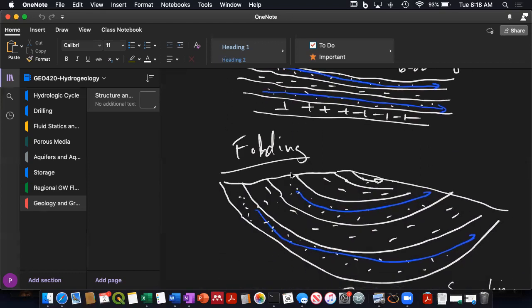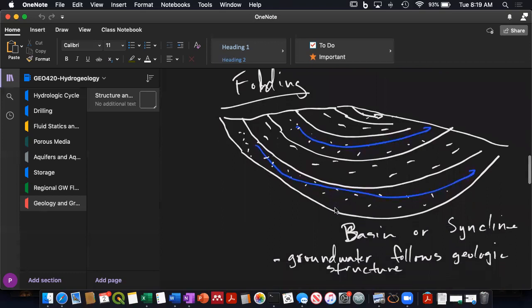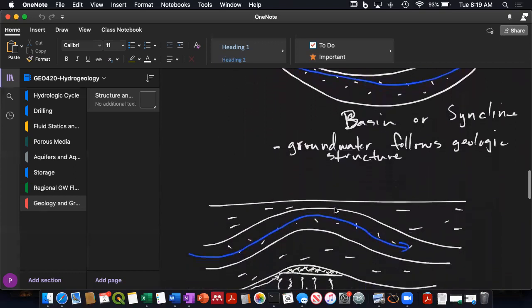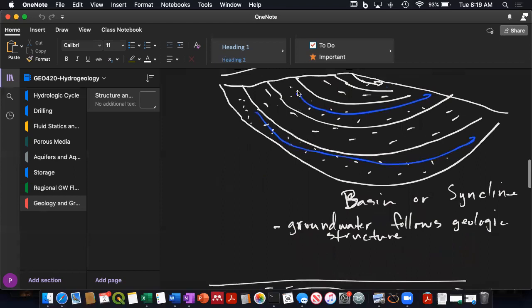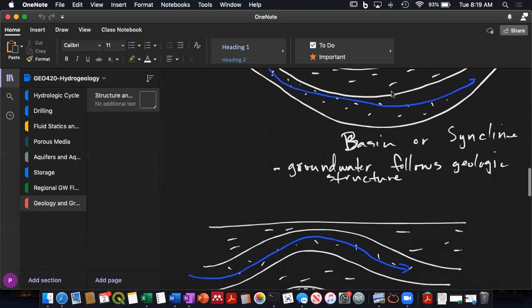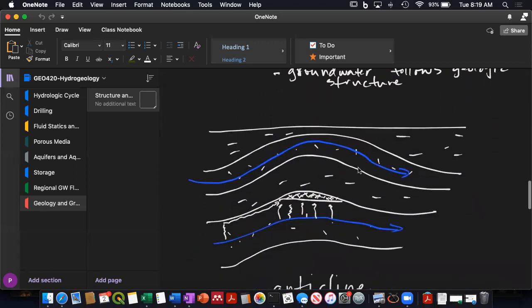This can get affected by the degree of folding, all right? So if our beds are really folded, in general, we're still going to follow the bedding plane, our flow paths. And so we'll get flow paths that sort of can be vertical where the bedding is vertical. And that happens both for synclines, all right, and for anticlines.